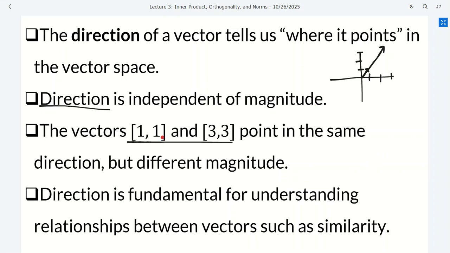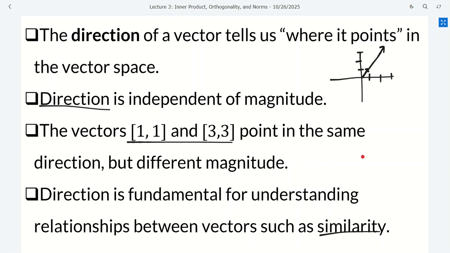When I ask you to calculate the magnitude for this one, you tell me it is root 2. When I ask you to calculate the magnitude of this one, you tell me it is going to be root 18. So they are two different things. They might have the same direction but different magnitude. Now, the direction is fundamental for understanding relationships between vectors, such as similarity.